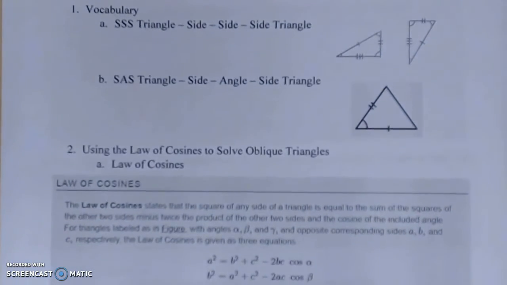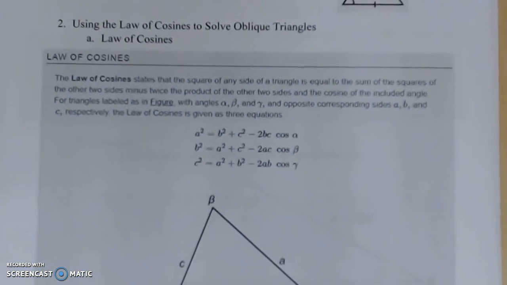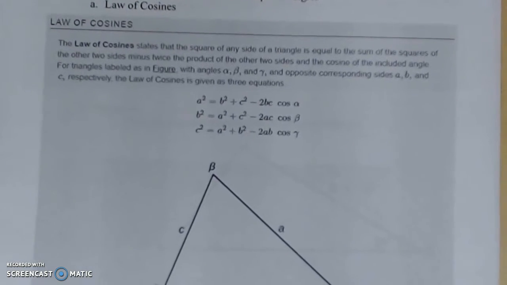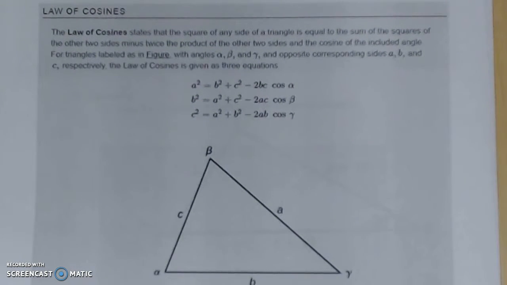Now, the law of cosines is super great. It's something that we're able to use when we're not just given a side and angle that are opposite each other, as we saw with the law of sines. So you can see here that the law of cosines states that the square of any side of a triangle is equal to the sum of the squares of the other two sides minus twice the product of the other two sides and the cosine of the included angle. For triangles labeled as in the figure with angles alpha, beta, gamma, and opposite corresponding sides a, b, and c respectively, the law of cosines is given as these three equations.